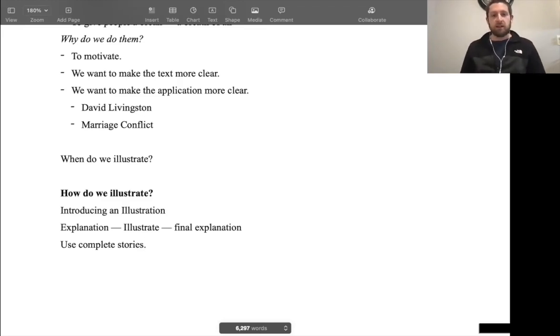If you are using a story, especially a story about yourself or about someone in a bad situation, maybe a family camping outing where something negative happens, there's some kind of conflict in the story. You don't want to end the illustration before the conflict is resolved, even if the resolution of the conflict isn't the point of your story.